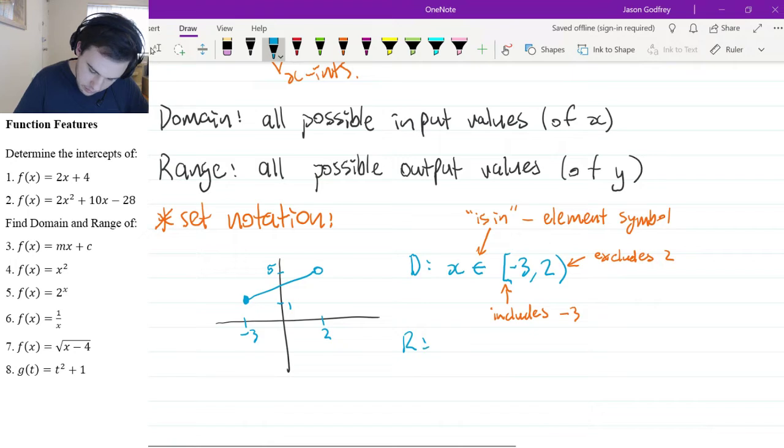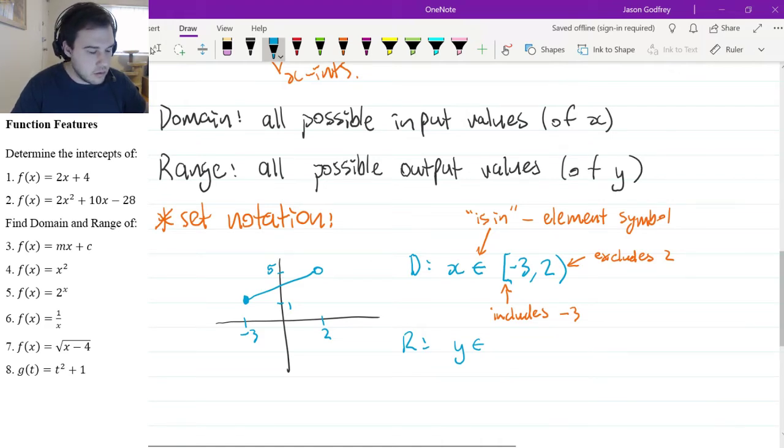Similarly for the range now, we've got all the y values from here. The lowest y value is 1, and we're including 1, so we're going to put 1 with a square bracket, and up to the highest y value, 5, with an open bracket. So this says the range, the possible output values of this function. Well, along the y-axis they go from 1 up to 5, including 1, but not including 5.